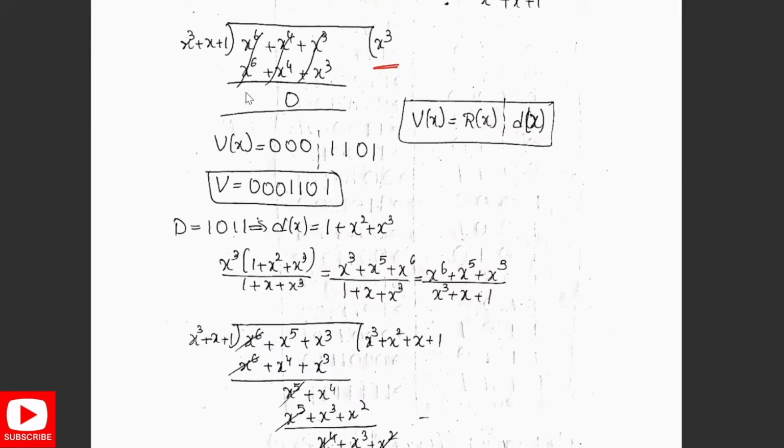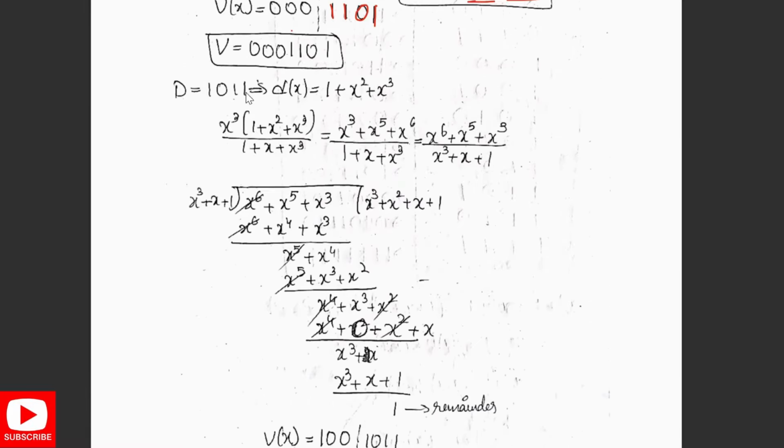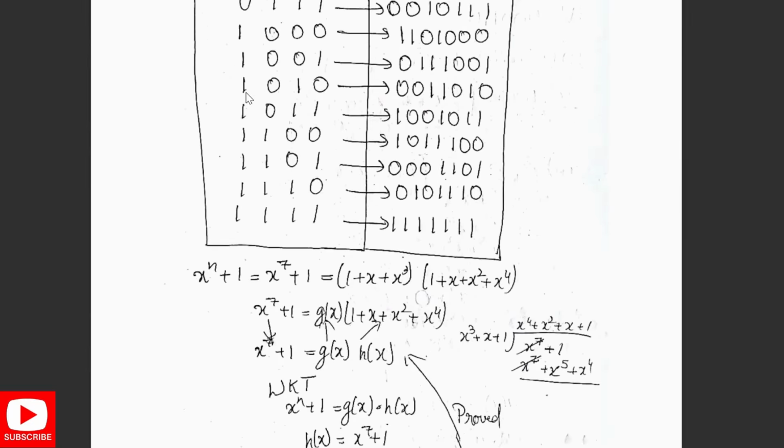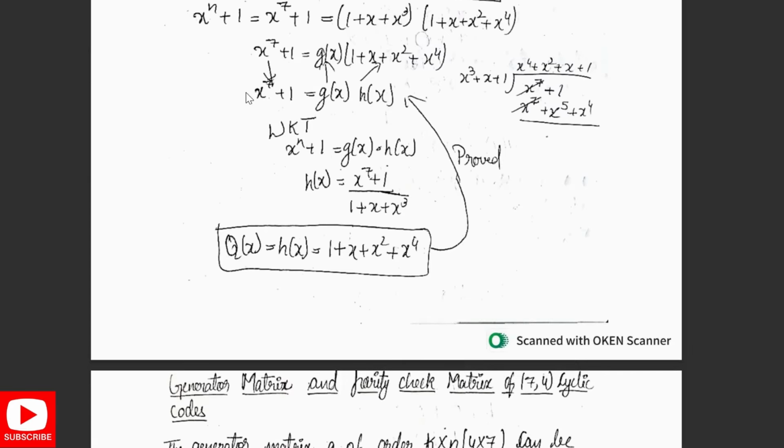So v of x is given as what? r of x plus x power n minus k into d of x. So r of x is 0, 0, 0, and my d of x is x cube, so x cube is 1, 1, 0. Based on that, you will just write the v vector. Similarly, for that also, you will get the v vector. So based on that, you have to write the table again. And finally, we have to prove that x power n plus 1 is x power 7 plus 1. You multiply both of them, and we know that x power n plus 1 is equal to g of x into h of x.